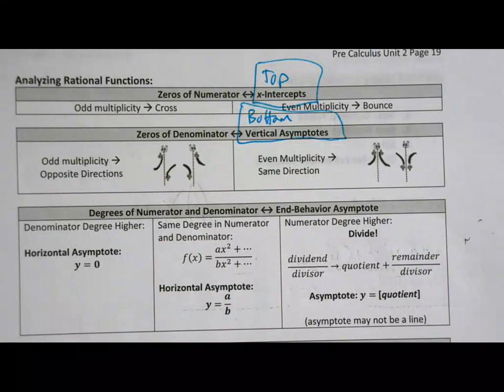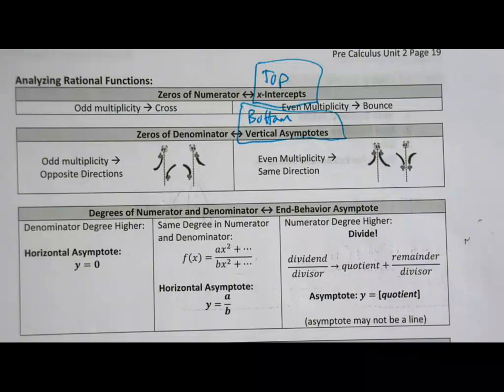Okay, so the graph's coming towards an asymptote. It's coming flat in towards the asymptote on both sides. If it's an odd multiplicity, as it comes in, the two arms are going to go opposite directions. Sometimes they'll go up on the left and down on the right, and sometimes they'll go the other way, but they're always going to go opposite directions. Now, if it's an even multiplicity, as they come in, they're both going to veer off in the same direction. Either they'll both go up or they'll both go down.